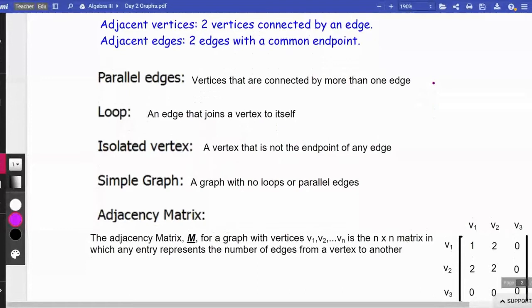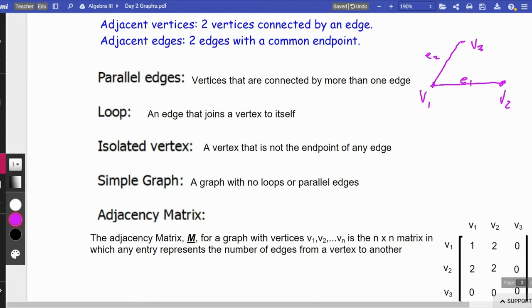Adjacent vertices are two vertices connected by an edge. That could look like vertex 1 and vertex 2 over there, and they're connected by an edge. So this would be adjacent vertices. Adjacent edges are two edges with a common endpoint. So maybe there's another vertex over there, and there's another edge. We could call this edge 2. This would be edge 1. Edge 1 and edge 2 are adjacent edges because they share a common endpoint, or a vertex.